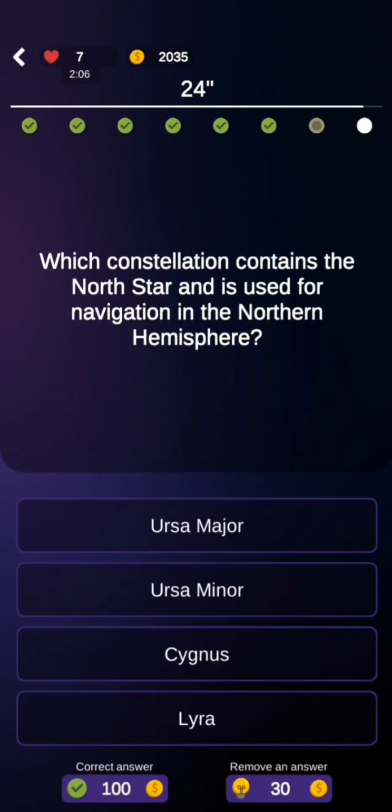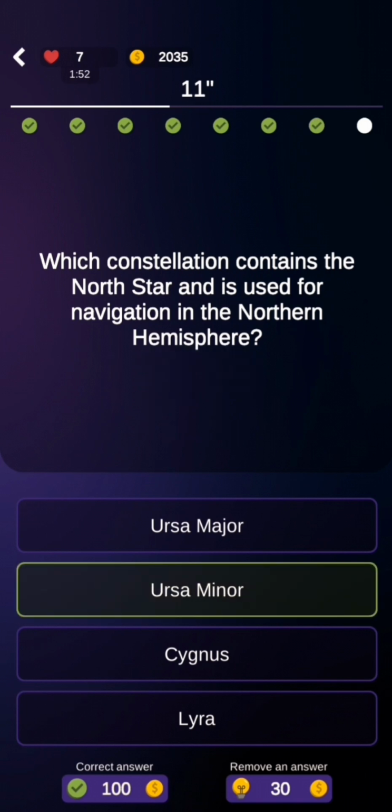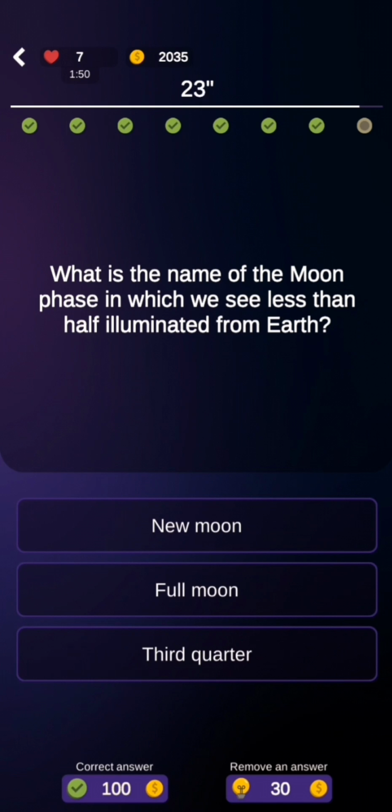Which constellation contains the North Star and is used for navigation in the northern hemisphere? Polaris is part of Ursa Minor, otherwise known as the Little Bear, and that contains the asterism the Little Dipper. And the last question, what is the name of the moon phase in which we see less than half illuminated from Earth? The third quarter?